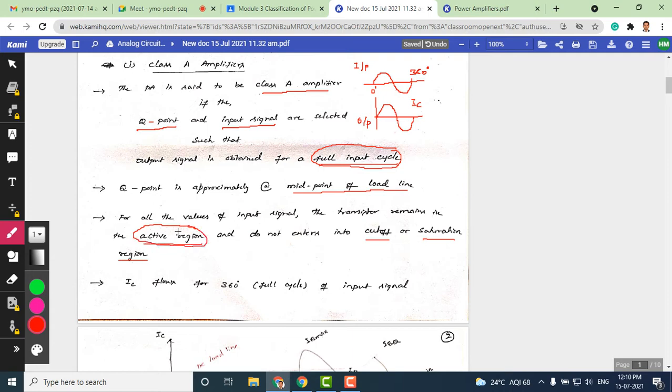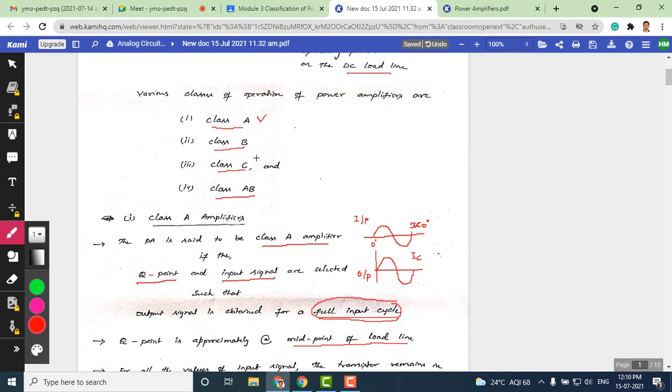This is the region preferred for the class A amplifier. The transistor that we are using must be operated in the active region. Remember that we are explaining these power amplifiers with reference to the BJT. Therefore, all students must be familiar with these three regions of operation. What are the three regions of operation of BJT? The first region is the cutoff region. The second region of operation is the active region, and then the saturation region. We have seen this on the characteristics also.